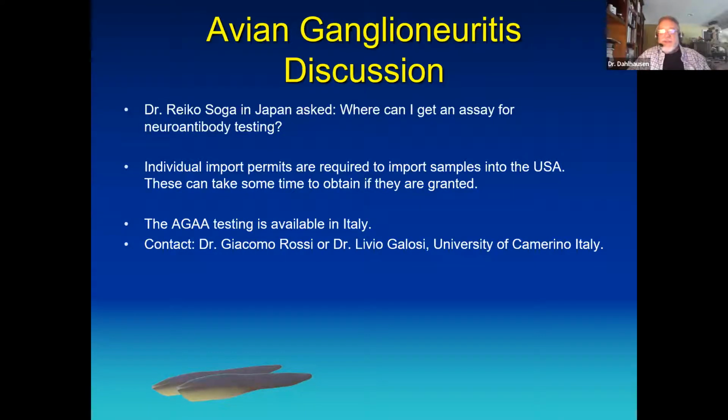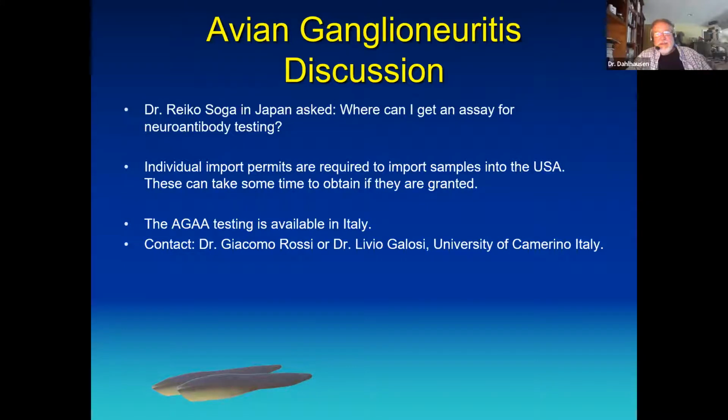In Italy, the AGAA test was developed by Giacomo Rossi and Dr. Livio Galozzi at the University of Camerino. And I know they are offering the testing, and it's a lot easier to get samples into Europe, into Italy, from the EU and possibly from Japan. So I would highly suggest that you contact them.